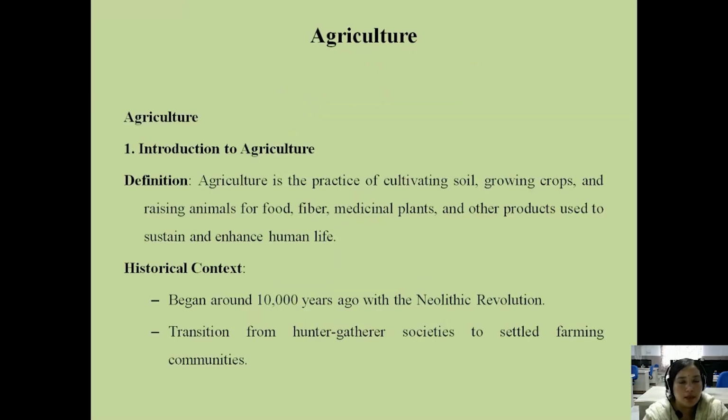Today I'm discussing the topic of agriculture, starting with an introduction to agriculture. Just a brief introduction: what is agriculture all about?